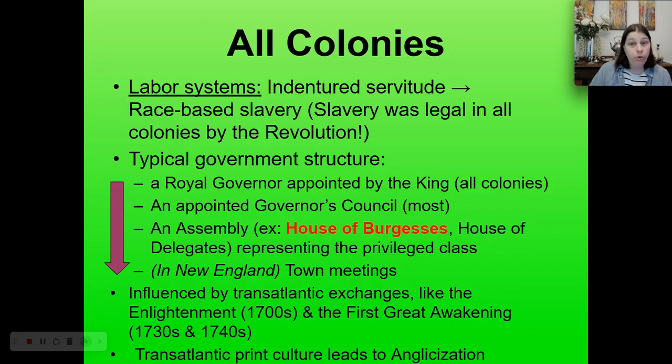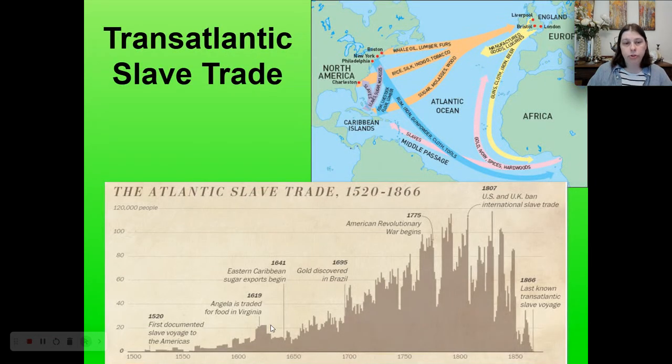So even a colony like New York that started out Dutch is fairly anglicized institutionally. They're using British common law. They have a royal governor by the time of the Revolution, even though the Dutch cultural legacy remains. So basically all of the major nouns on this slide we're going to go talk about in a little bit more detail. First, slavery.